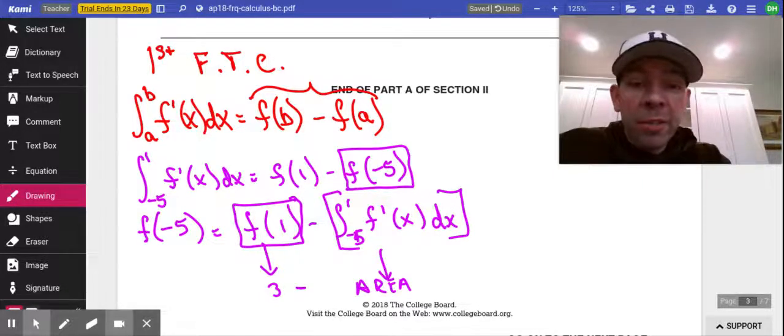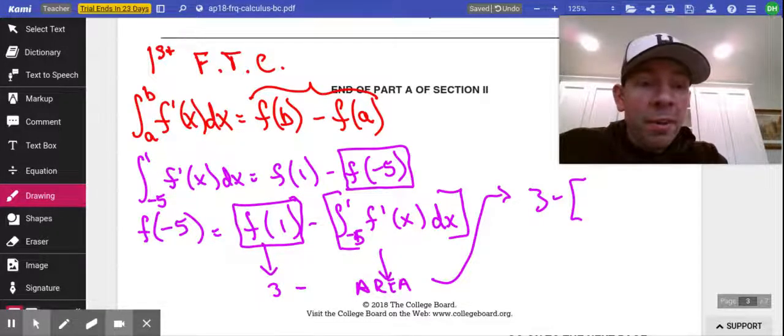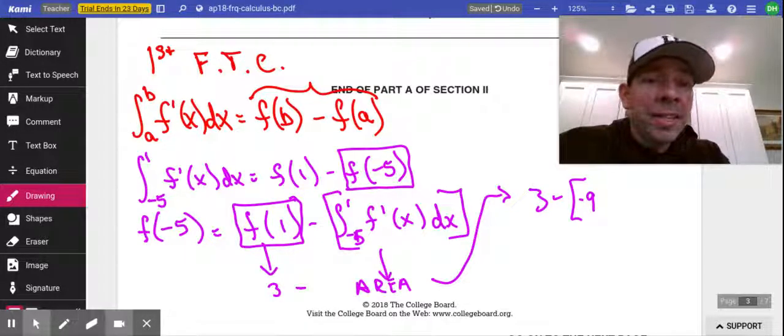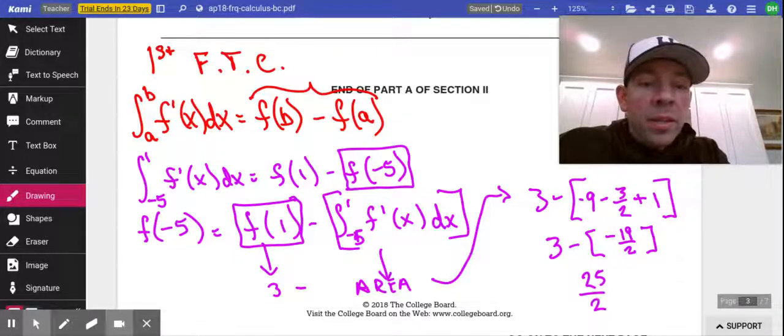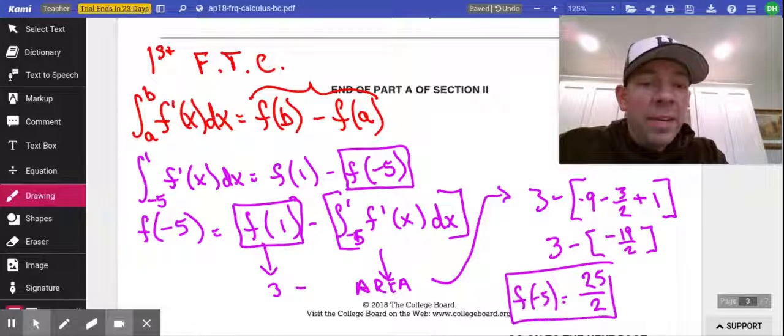Looking at your graph that you may have open on your screen, I've got a rectangle that's got an area of negative 9. Now, why did I say negative 9? Well, it's 9, but it's below the x-axis. The next triangle is negative 1.5, or negative 3 halves, and then the next triangle is above the x-axis, and it's positive 1. If I combine all those areas, I get negative 19 halves, or about negative 9.5, and that's going to make 25 halves. So f of negative 5 is equal to 25 halves. All right, you can take that bear to the bank.